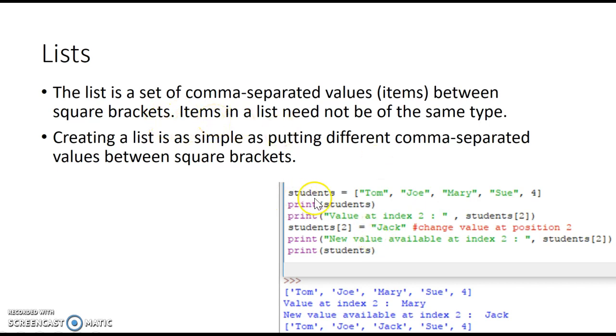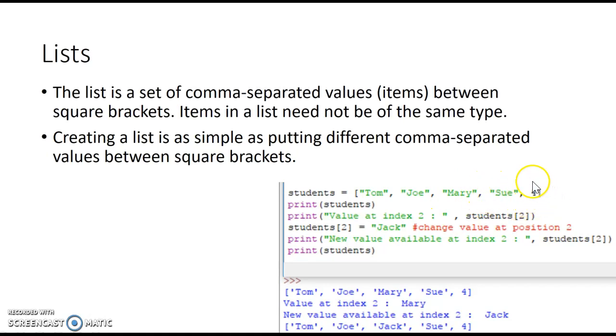So let's look down here at my students. I've got a list of students. I've got my square brackets at the front and the end, and then I have each data element or item in the list separated by a comma. My first is Tom, that's a string, so I have my quotes around it. Then I have Joe, which is another string. Then I have Mary, Sue.